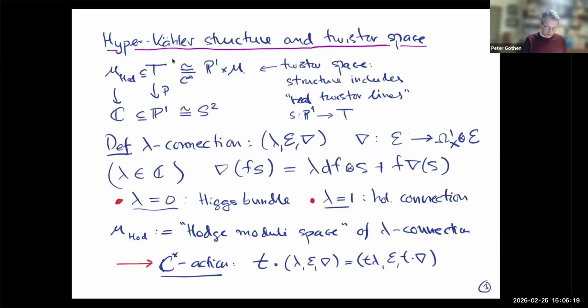So you can look at the so-called Hodge moduli space of all lambda connections. And out of that, you can build the full twistor space. I'm not going to go into details with that. But what I want to point out is that if you have the moduli space of lambda connections, then you can take your lambda connection and simply map it down to the corresponding lambda, and that gives you that big open piece of the twistor space.